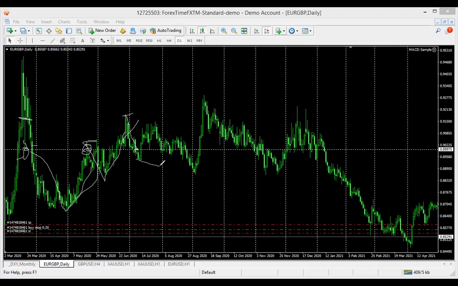So we have two types of support. What even caused this support? It is the past events, past psychological events. So we have the two types of support and resistance.